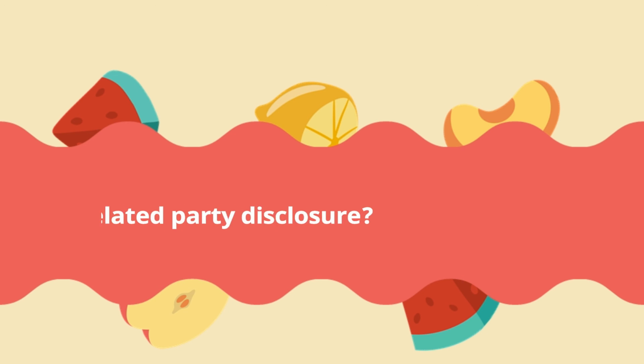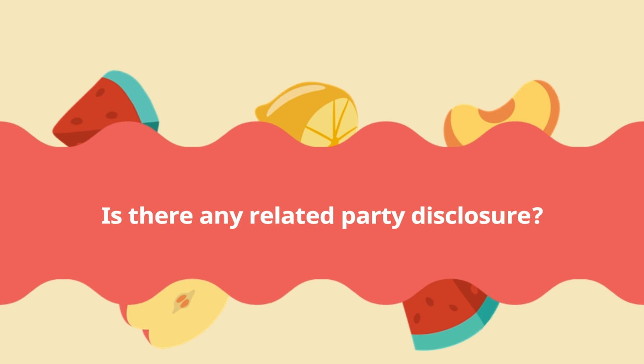Is there any related party disclosure? Transactions with related parties were thoroughly disclosed in the Note 34 of the financial statements. It has listed the transactions from 2020 to 2018. Furthermore, the remaining balances of the related party transactions for 2020 and 2019 were properly disclosed.